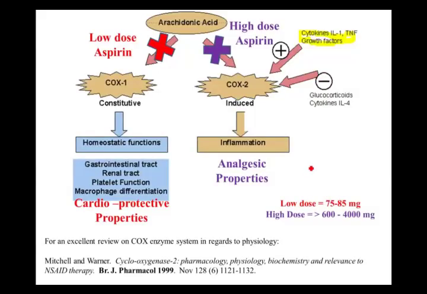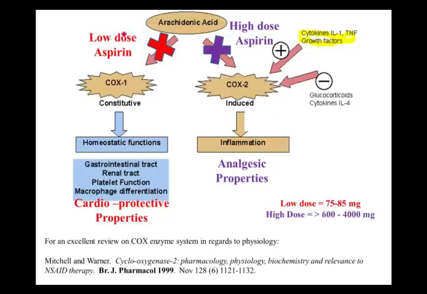So we said there's two enzyme systems, COX-1 and COX-2. COX-1 is what's considered the constitutively expressed enzyme, and COX-2 is the induced. Well, the COX-1 metabolic pathway basically begets homeostatic functions. And so these are the things that we think of as our classic aspirin targets. The GI tract is basically a side effect. Platelet function and macrophage differentiation, these are essentially your cardioprotective properties.